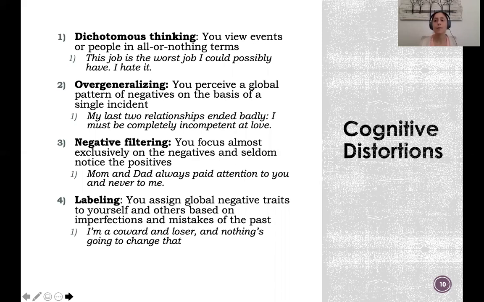Okay, so let's go through these really quickly here. Dichotomous thinking, sometimes it's called black and white thinking, where there's nothing in between. There's no gray area. This is the worst job I could possibly have. I hate it. It's the absolute worst job in the whole world. So that's black and white thinking.